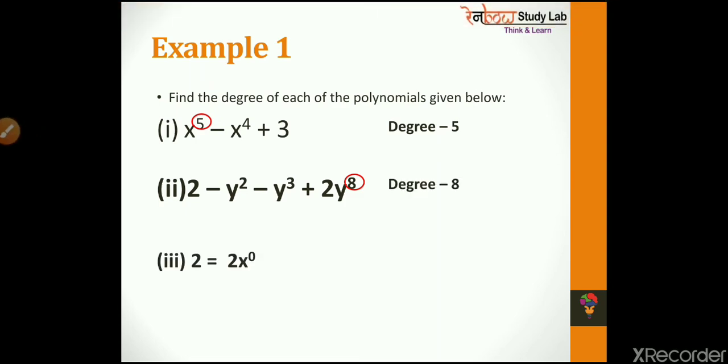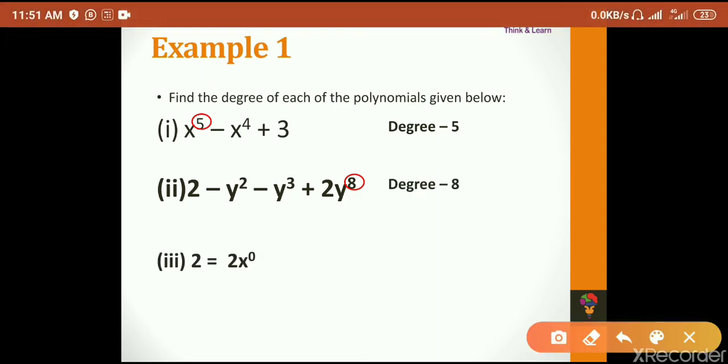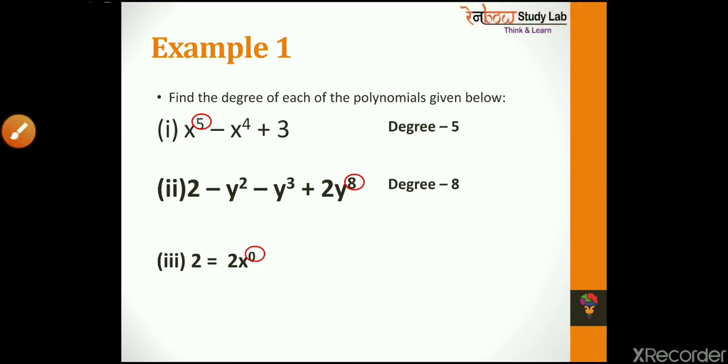Now the third question is, your question is only 2. As I already told you, only 2 can be written as 2 into x raised to 0. Now there is no other variable. Only the variable provided is this one. So the highest power is 0 itself. So your answer will be 0.